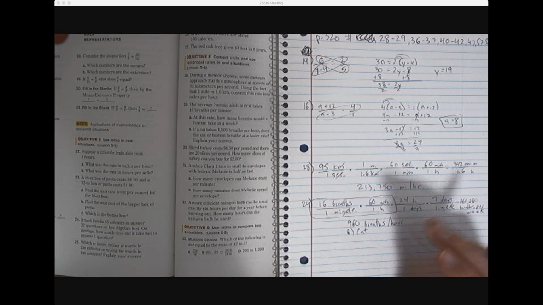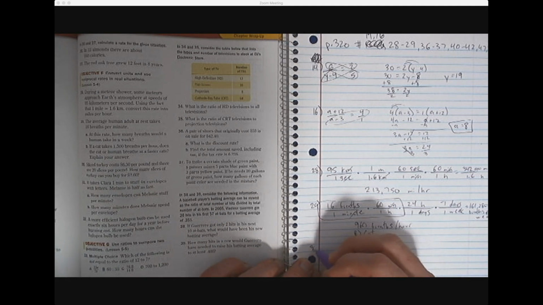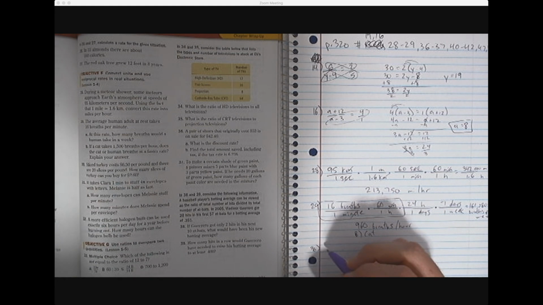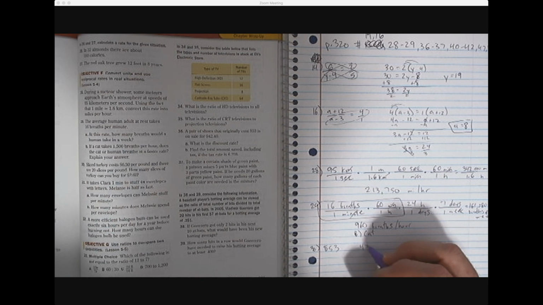All right, we are jumping to number 36. A pair of shoes originally cost $53. It's on sale for $42.40. What's the discount rate? What's the percent that you got off?